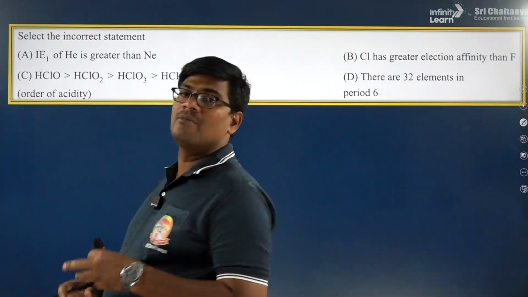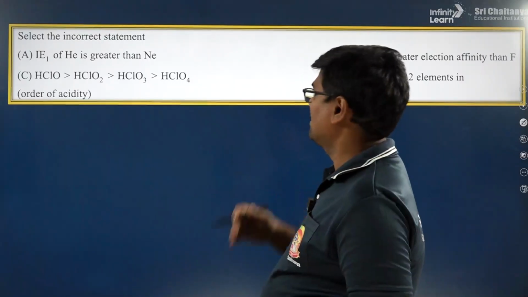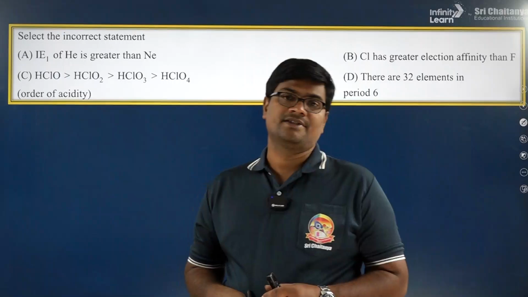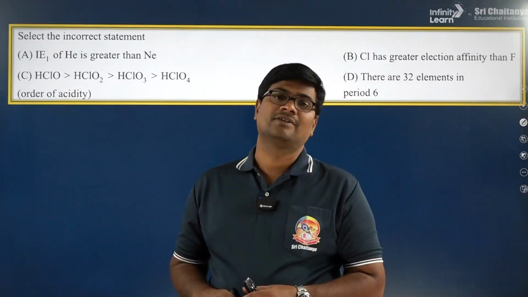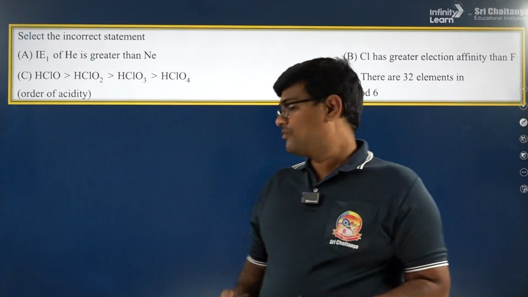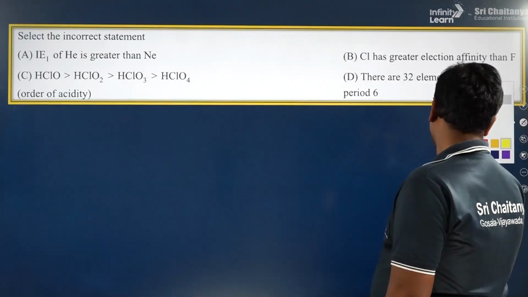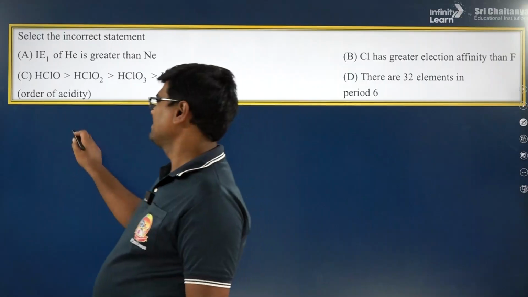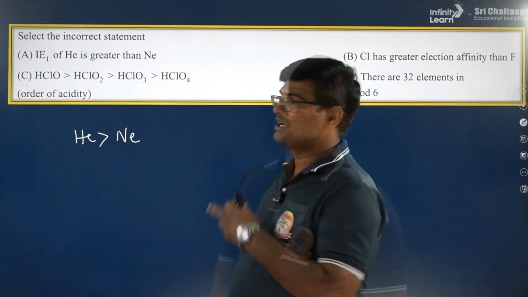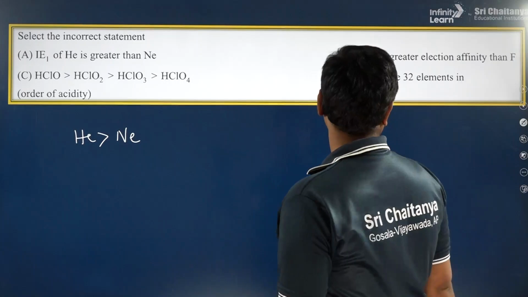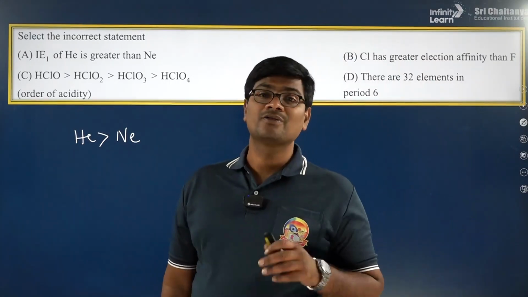The next question is a combination of all the properties. Select the incorrect statement in the given list. Option A: IE1 of helium is greater than that of neon. Obviously, for noble gases ionization energy decreases down the group, so helium will have more ionization energy than neon. Right statement. Let's go for the next, B: chlorine has greater electron affinity than fluorine. Obviously, that is a well known statement.